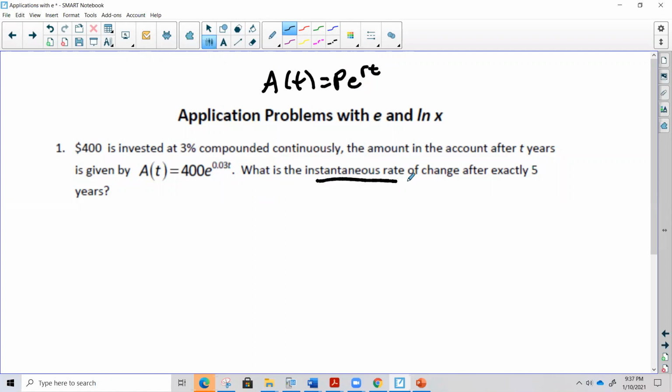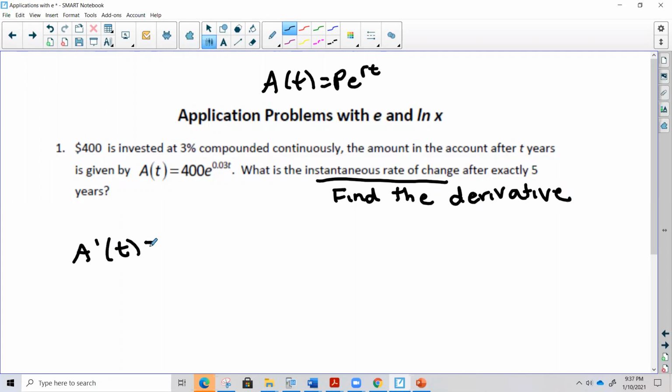This says, what is the instantaneous rate of change after 5 years? So this should look familiar. Instantaneous rate of change always means find the derivative. And then we're going to plug in t equals 5. So this goes back to the derivative of e. I have a constant, so that stays in front. The derivative of e is itself. We leave the exponent the same, and then we multiply by the derivative of the exponent. So the derivative of 0.03t is 0.03.